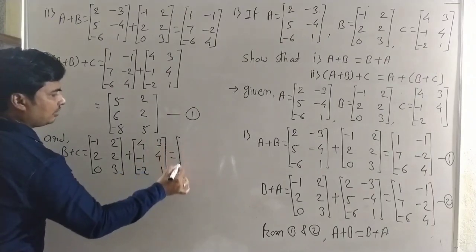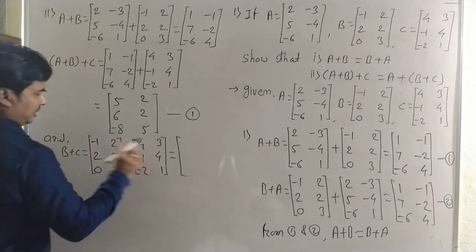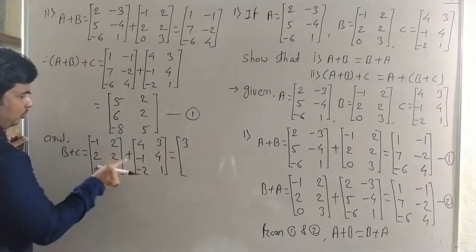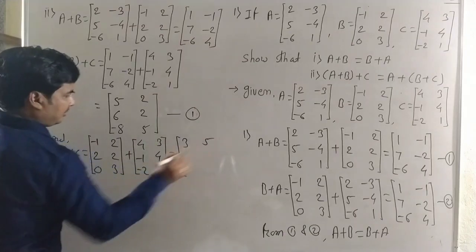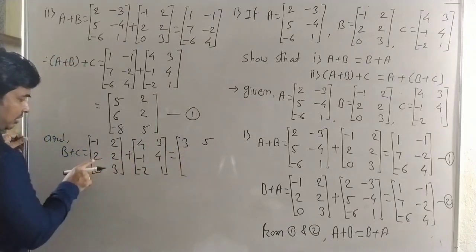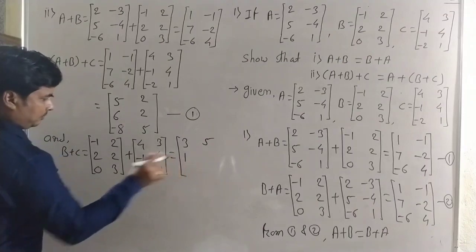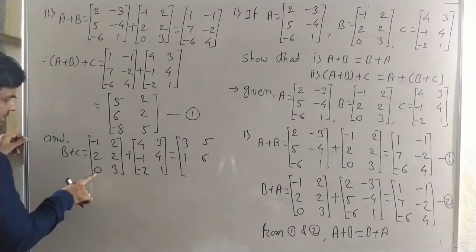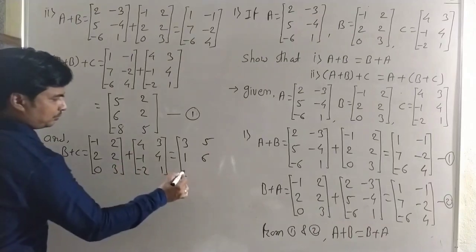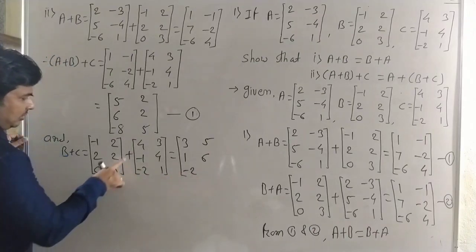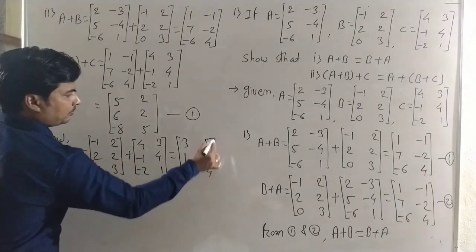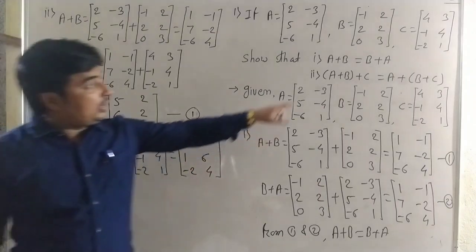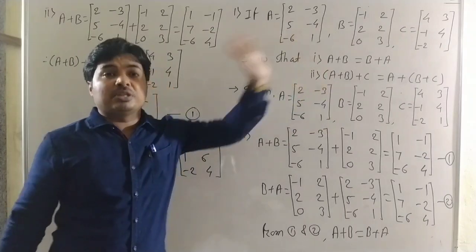And then the addition will be B plus C. Minus 1 plus 4 is 3. 2 plus 3 is 5. 2 plus minus 1, that is 2 minus 1, is 1. 2 plus 4 is 6. And then 0 plus minus 2 is minus 2. And 3 plus 1 is 4. Here it is B plus C only. We want to find A plus B plus C.